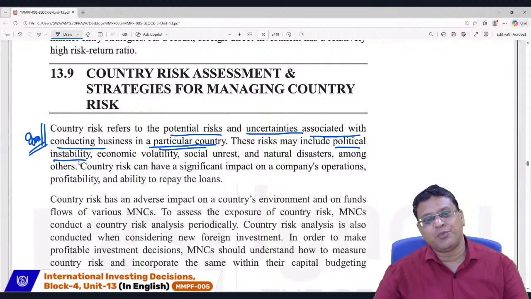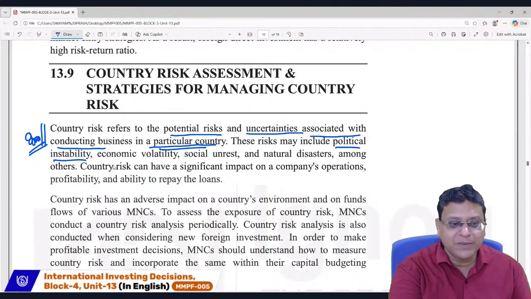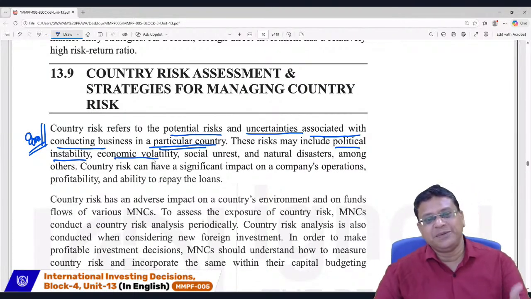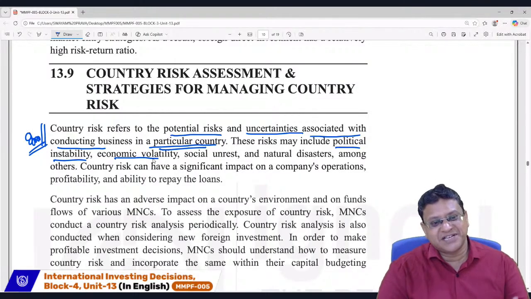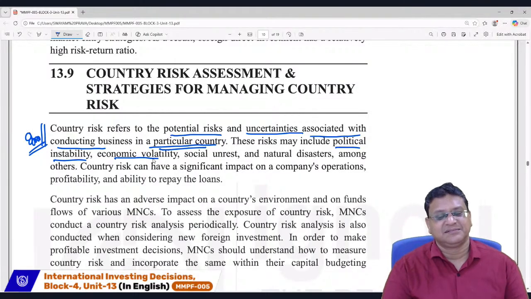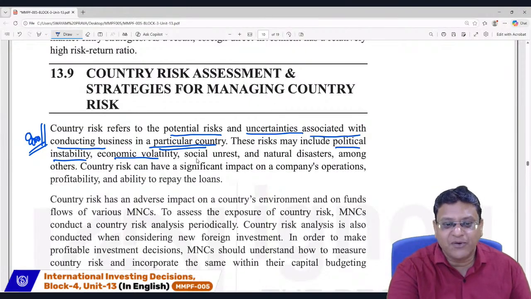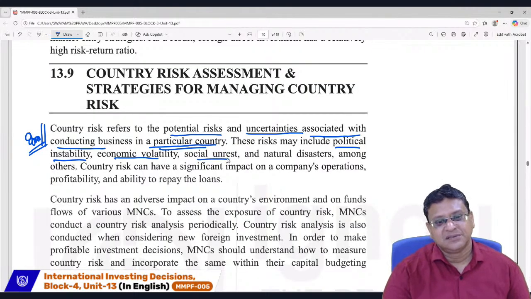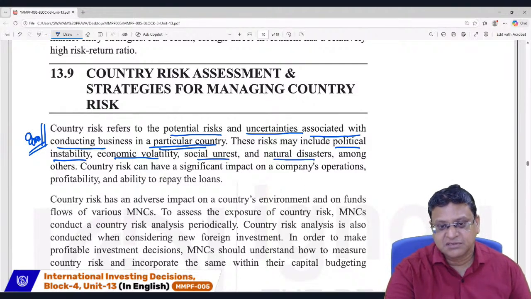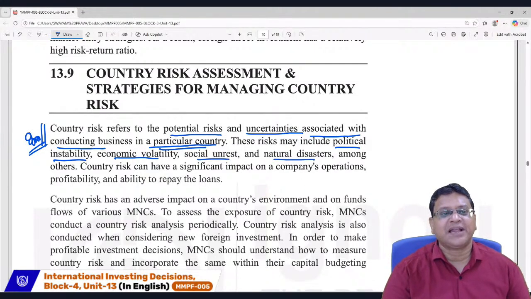The country risk could be more. There might be economic volatility. There will be recession in the country. Interest rates are rising. That is economic volatility, a part of country risk. Social unrest: there are strikes, lockouts every day. Natural disasters are one type of country risk.